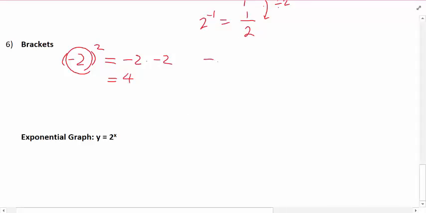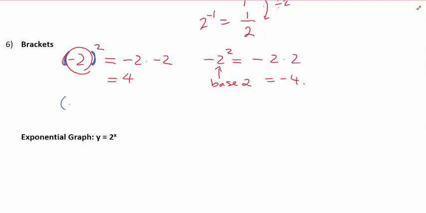However, this right here is different. The base for this one is actually just 2, not negative 2. So be careful. The base is being multiplied how many times? Twice, not the negative. So this is negative, and then 2 times 2, which equals negative 4.